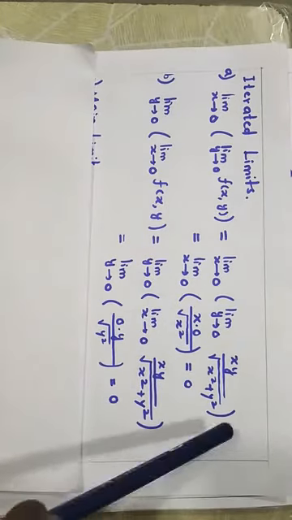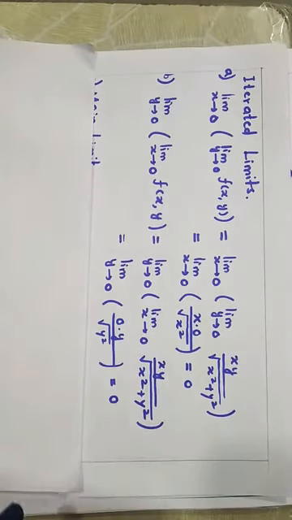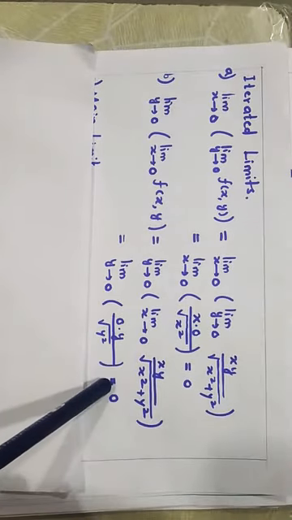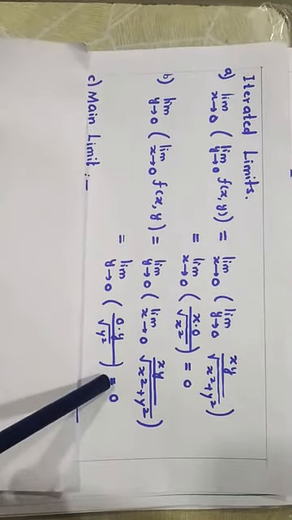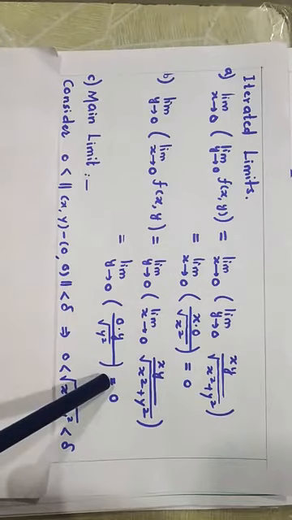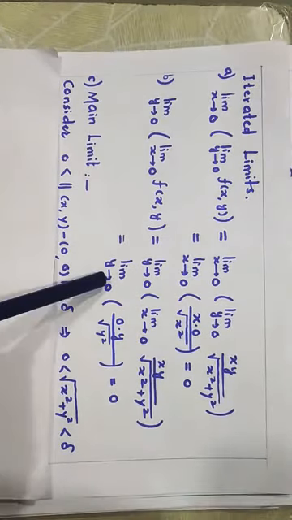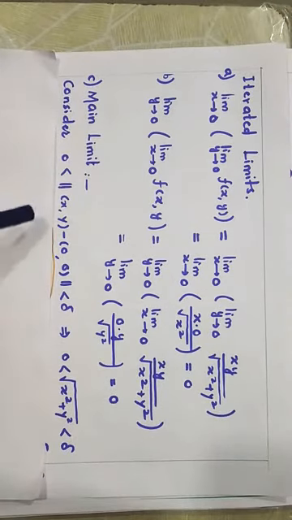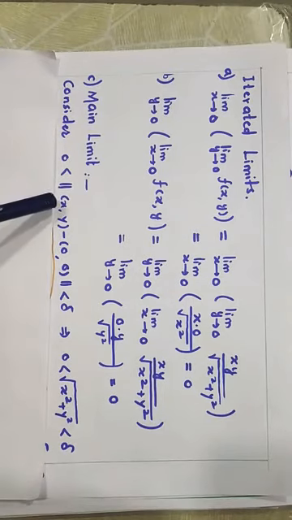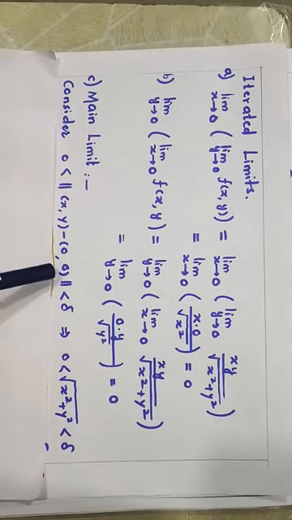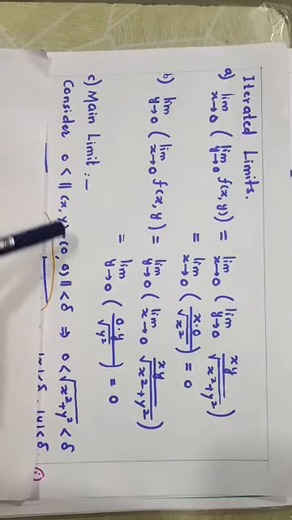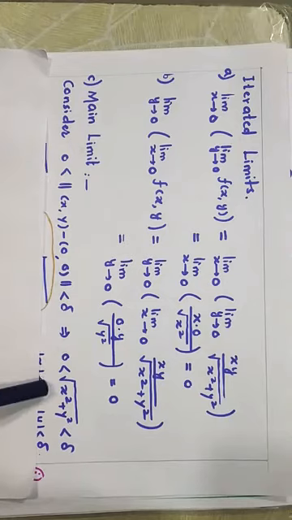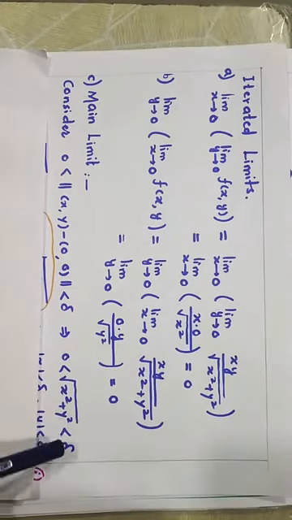When both the iterated limits exist and are the same, it suggests that the main limit of the function may be 0. So we now consider the norm of (x,y) tending to (0,0). In the main limit we are taking (x,y) tending to (0,0). So when the norm of (x,y) minus (0,0) is less than delta, this norm is the square root of (x minus 0) square plus (y minus 0) square, that is, root of x square plus y square is less than delta.